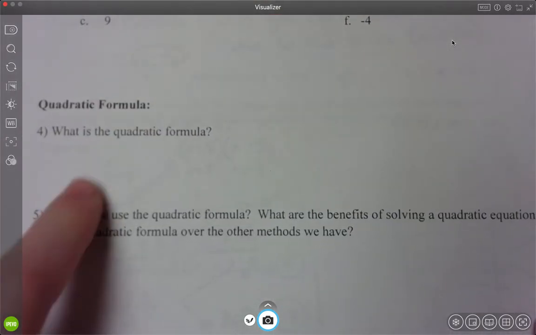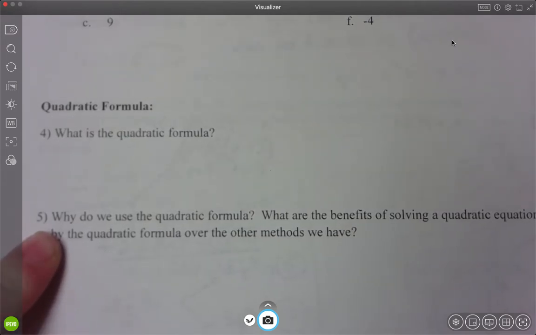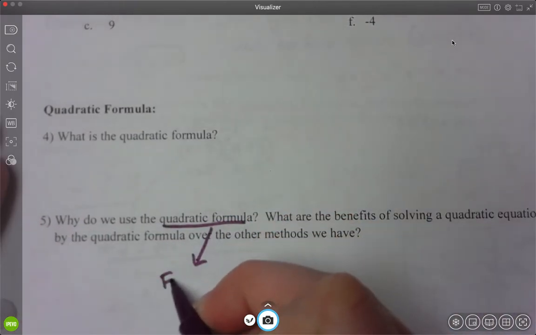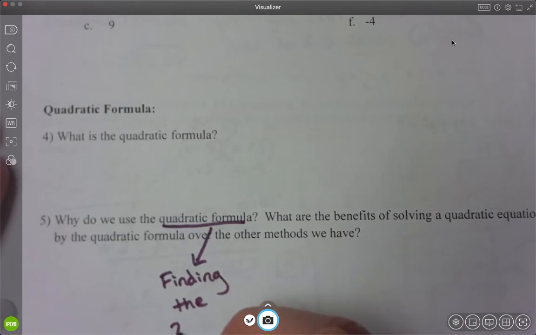What is the quadratic formula? That's going to be that equation, and you should probably have that memorized at this point. Think of the song or think of the riddle that we talked about. What do we use the quadratic formula for? Finding the zeros, okay, which is where it crosses the x-axis, so the x-intercepts.